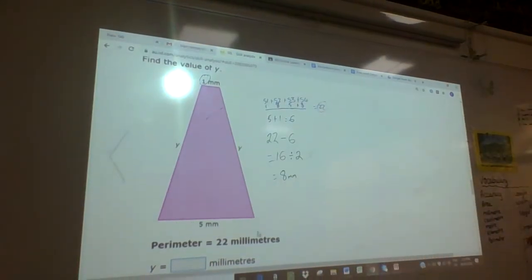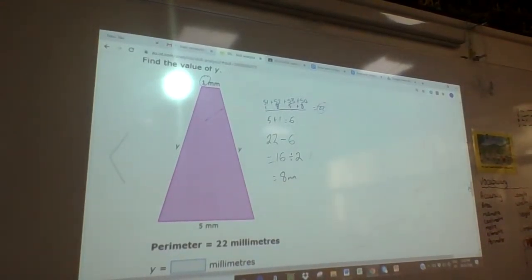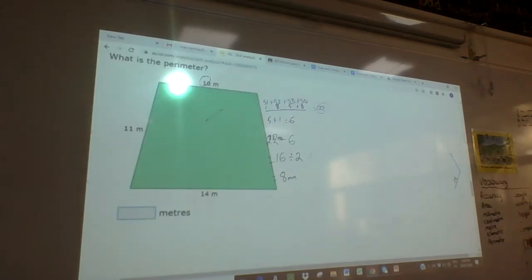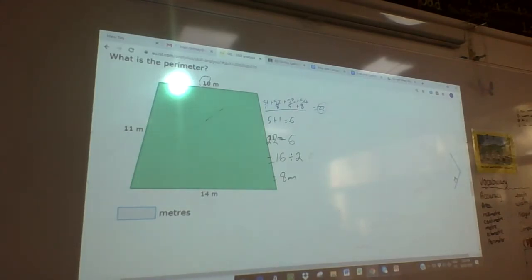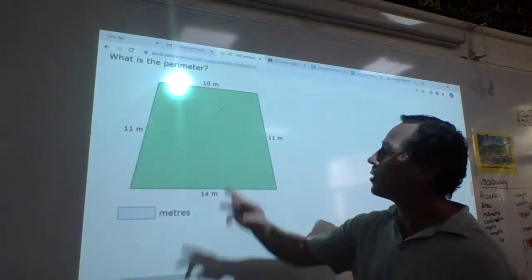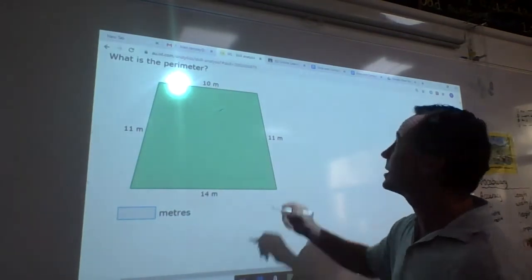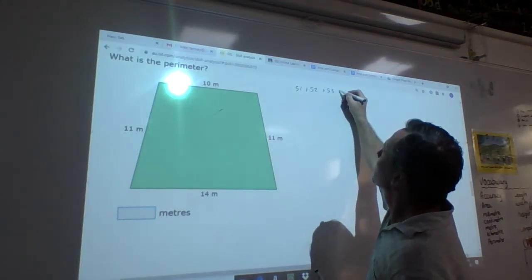Okay, let's look at a couple more questions. Okay, we have something fairly similar. Okay, what is the perimeter? Perimeter is, remember, the outside. There's 4 sides. So side 1 plus side 2 plus side 3 plus side 4.